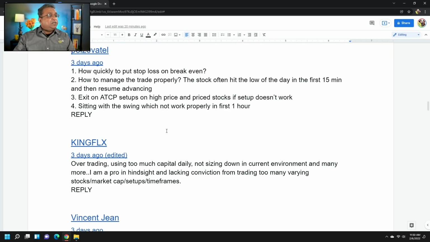The next one is how quickly to put a stop loss and break even, how to manage the trade properly. The stock often hits the low of the day in the first 15 minutes and then resumes advancing. Exit on ATCP setups on high price stocks if the setup doesn't work. Sitting with swings which do not work properly in the first 1 hour.